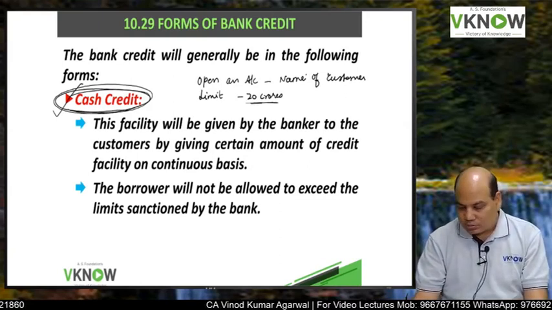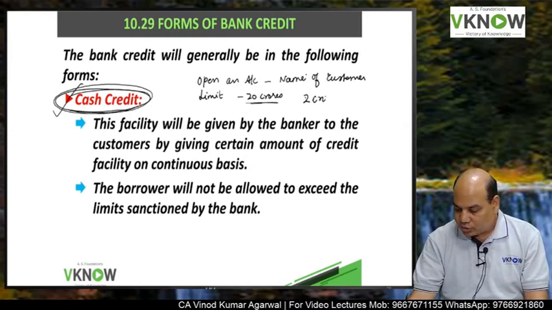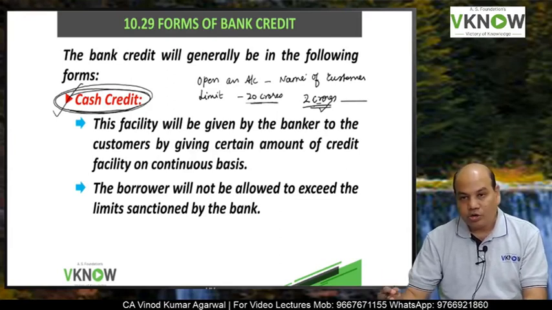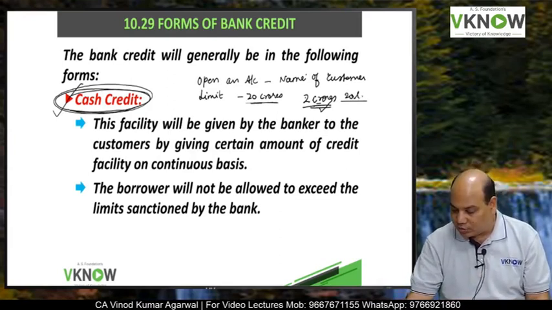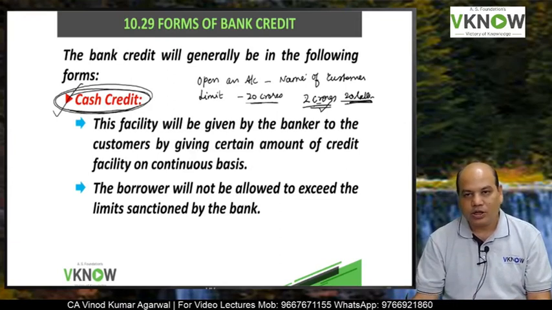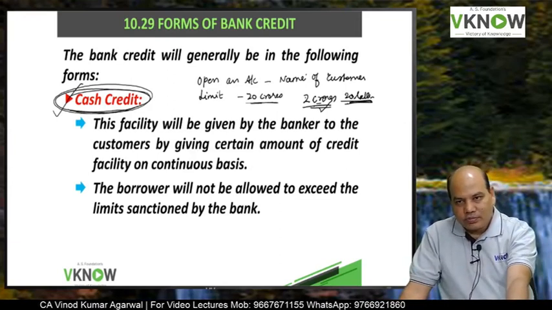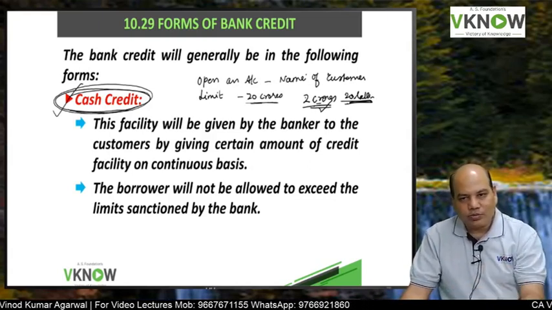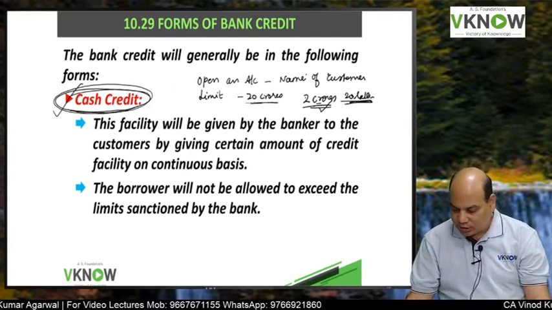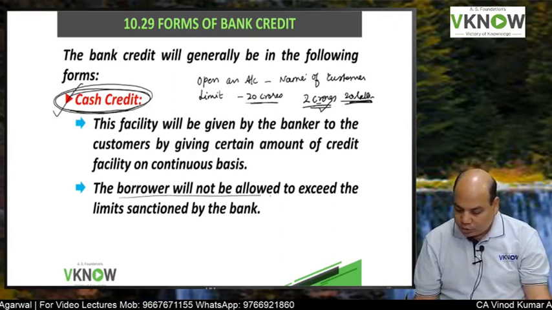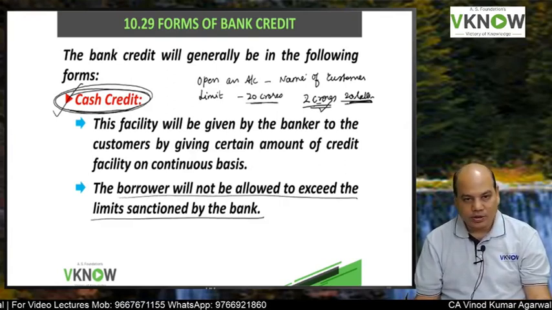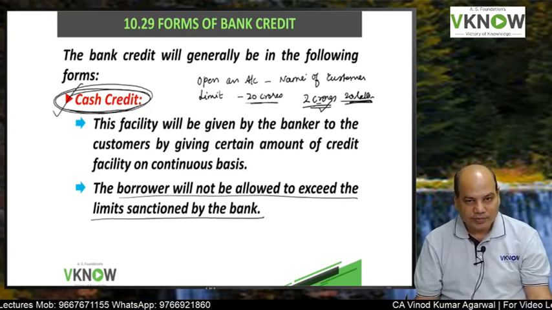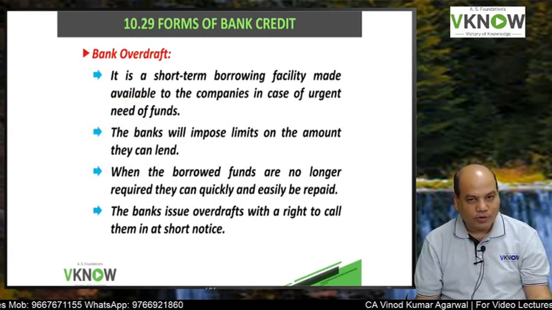Limit is 20 crore, but suppose in the month of January, you only utilize 2 crore. So interest will be charged on 2 crore. Then you have surplus in February, you have only 20 lakh rupees balance, 20 lakh utilized. You deposited 1.80, interest on 20 lakh. So as the balance fluctuates, your interest will be calculated on the outstanding balance. Okay. Borrower will not be allowed to exceed the limit sanctioned by the bank. If you are a good customer, later on the bank will increase your limit. But first they will check how you perform.